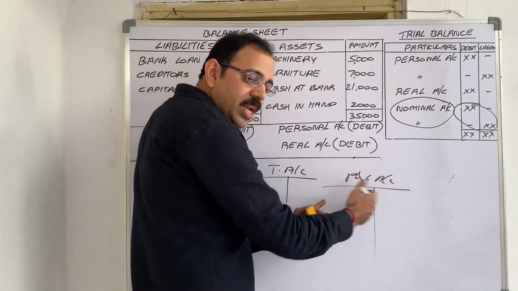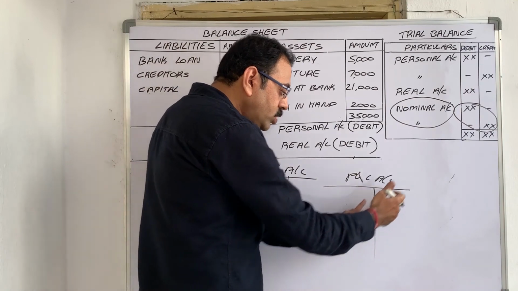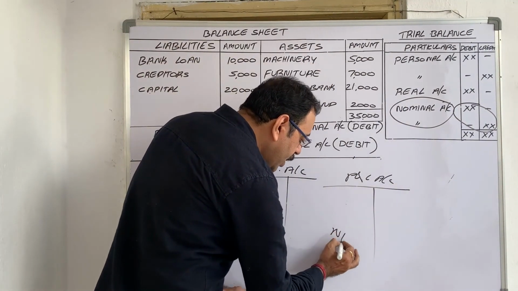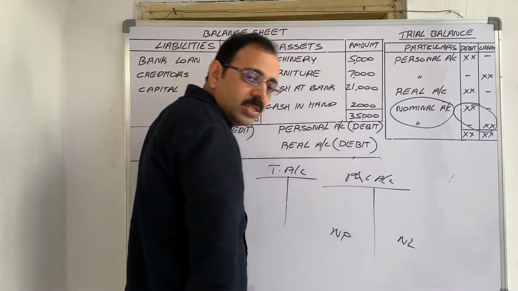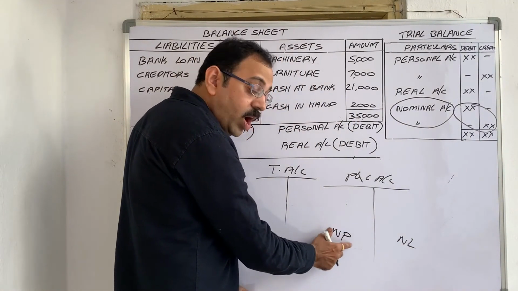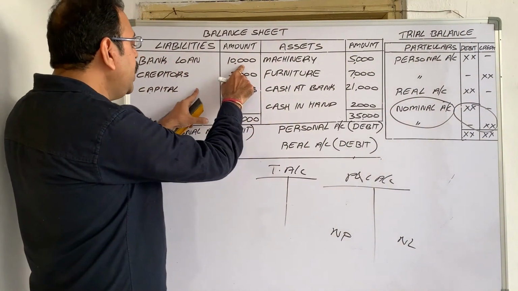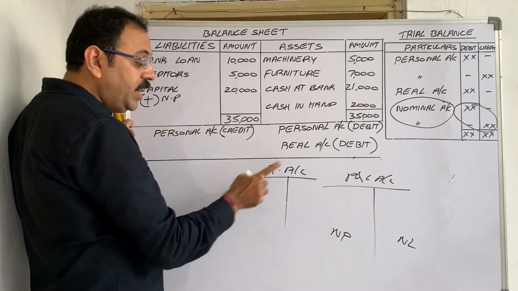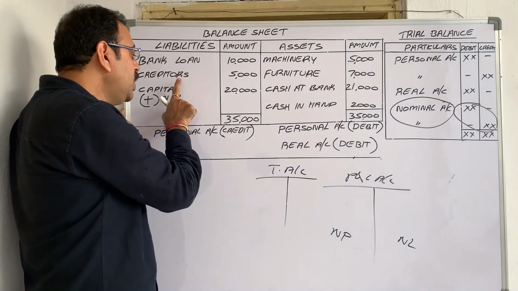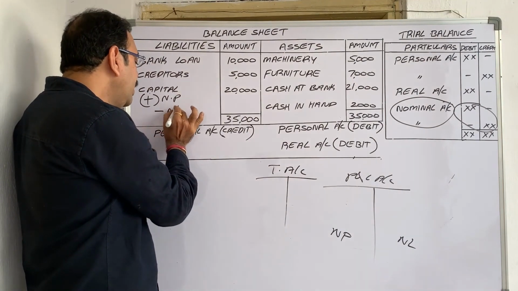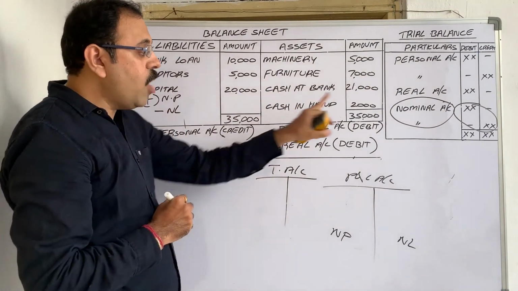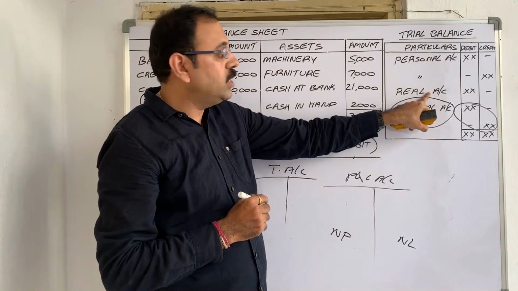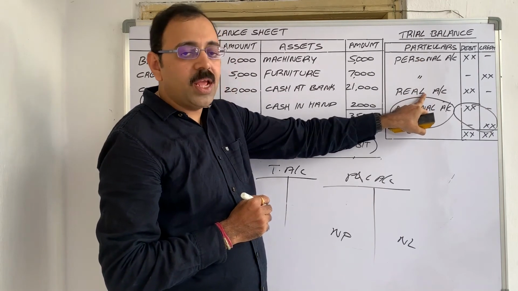If there is any difference between debit nominal accounts and credit nominal accounts, then that difference is nothing but net profit or net loss. If it is net profit, what we are doing? In the balance sheet to capital we are adding. If it is a net loss, in the balance sheet from capital we are deducting. So if nominal accounts are excluded, then the remaining accounts in the trial balance are personal accounts and real accounts.